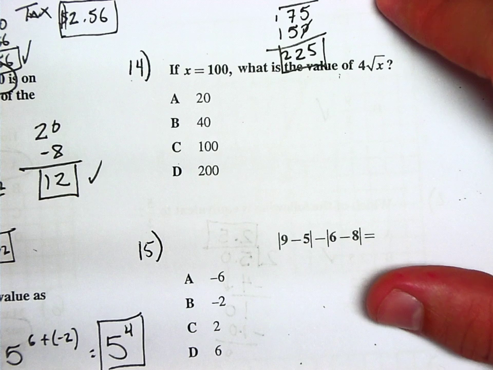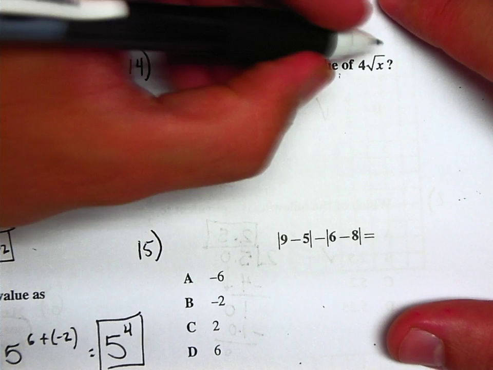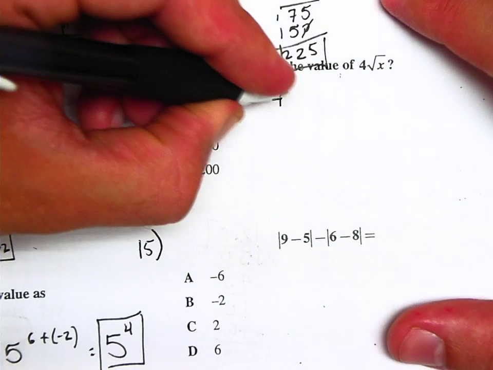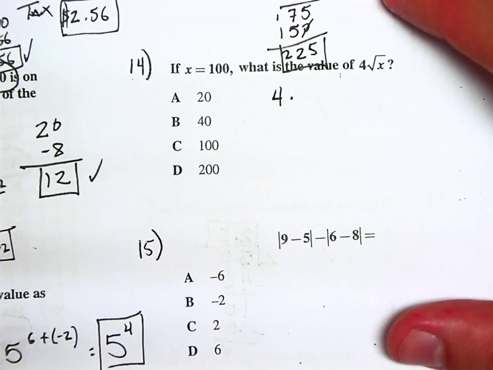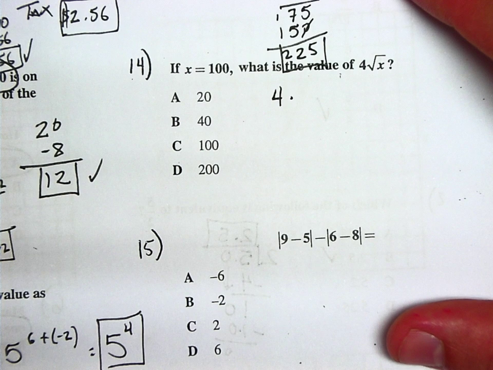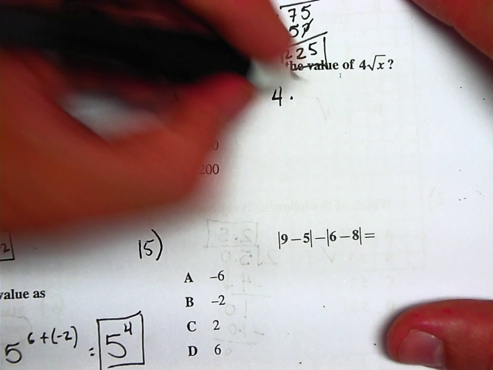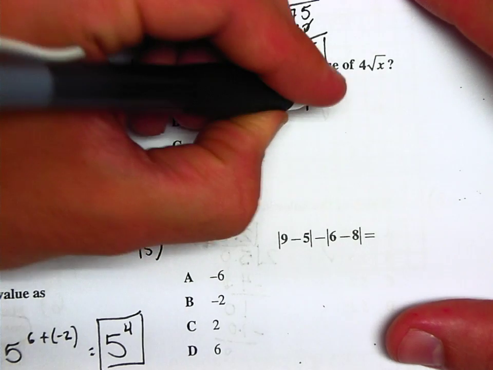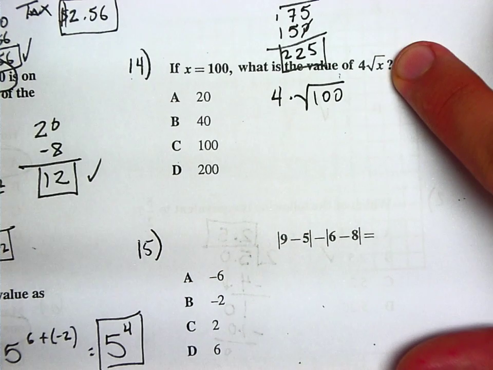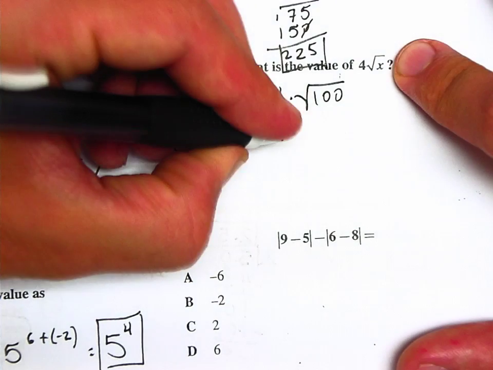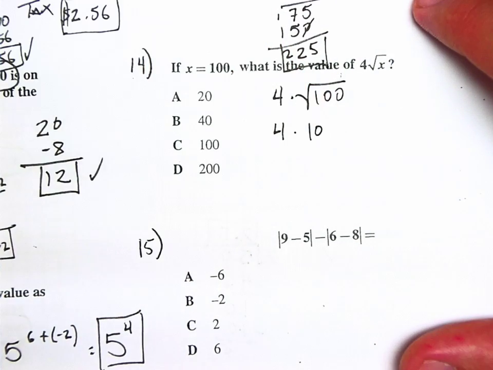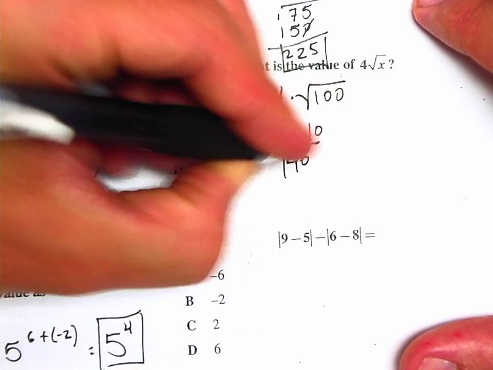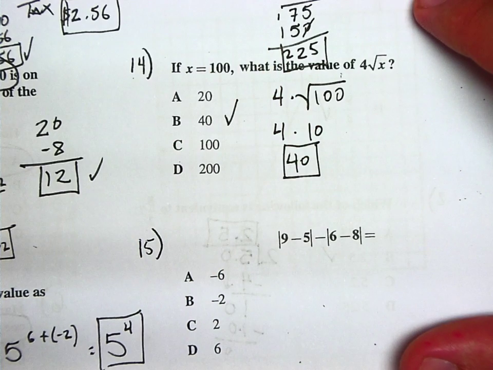Moving on, if x equals 100, what is the value of 4 times the square root of x? I don't see the multiplication symbol, but I know that anytime a number next to a symbol really means times. It's really 4 times the square root of 100, because x is equal to 100. And I know the square root of 100 is really 10, so it's really 4 times 10. And 4 times 10 equals 40. Your answer should have been B.